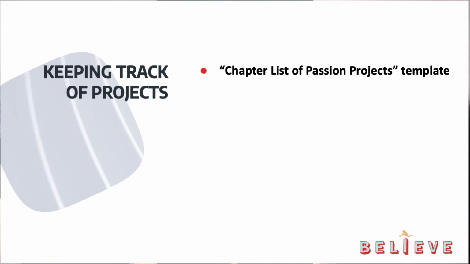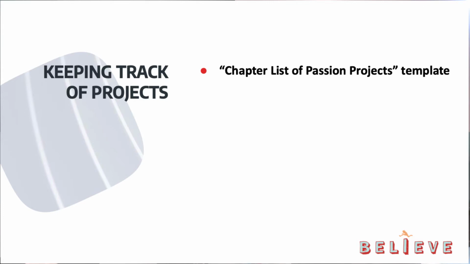That works. Okay, so there are going to be a lot of projects in your chapter, and the easiest way that you can keep track of all of that is to have a chapter list of passion projects. And to do that, we have a handy dandy template for you. It's just a document where you can track down all of the passion projects in your chapter, who's responsible for those, whether they're passion project ideas, all of that can be kept here.